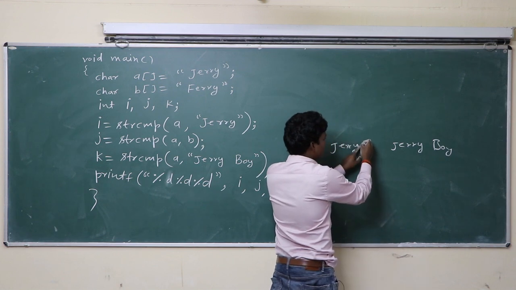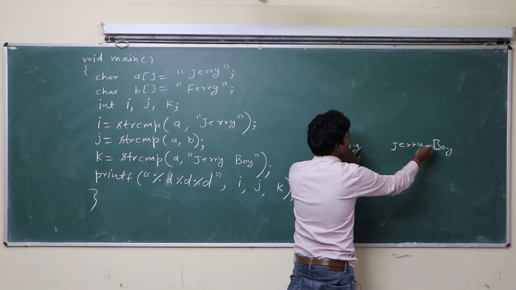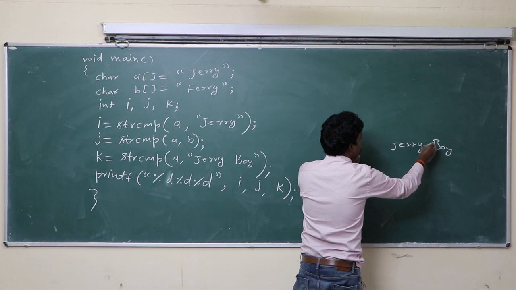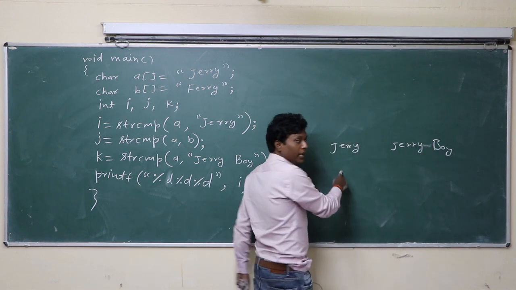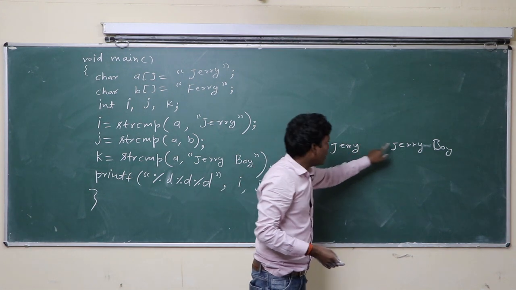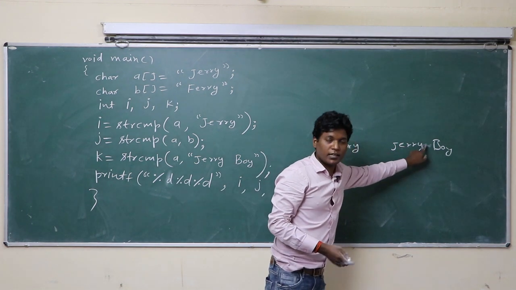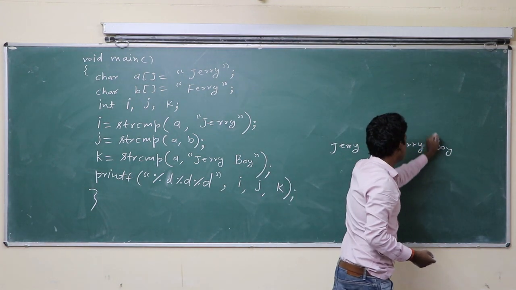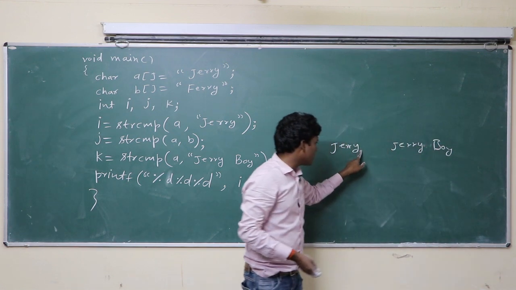After this there is a null character. The null character is matched with a space character. The null character has ASCII value 0. After Jerry there is a null character, and after Jerry in Jerry boy there is not a null character, there is a space character. Here is a space, here is a null character.